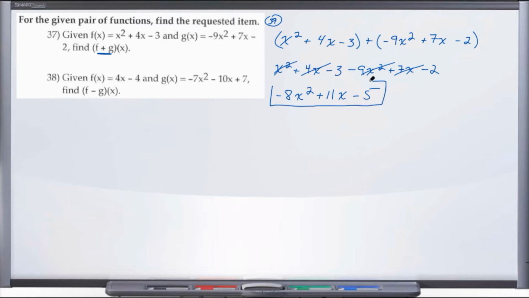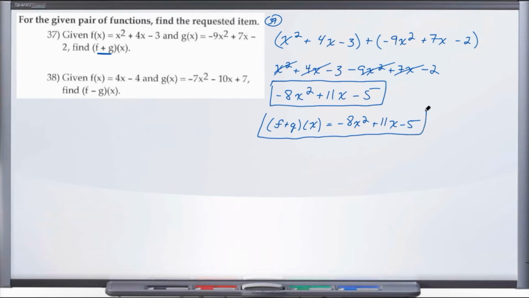And so when you add the functions f and g, you get negative 8x squared plus 11x minus 5. And if you wanted to be more accurate, we should really say that f plus g of x equals negative 8x squared plus 11x minus 5, just so we can be clear about what exactly this expression represents, and it represents the addition, the sum of our two functions. All right, let's go ahead and take a look at 38.